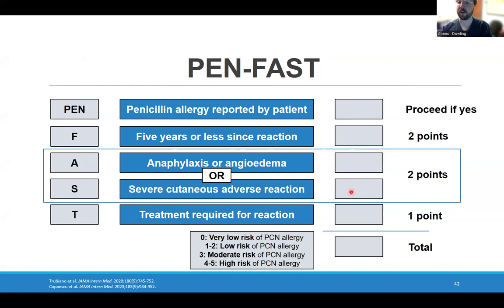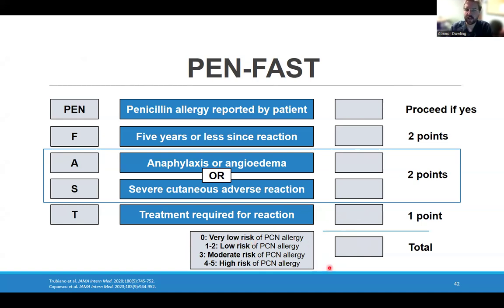If there was a severe cutaneous adverse reaction, so one of those type 4 mediated reactions like Stevens-Johnson syndrome, this is going to be 2 points. And you're going to give 2 for either one of these. And then treatment required for the reaction. So if someone received diphenhydramine to help treat their rash, they would get another point here. And we take our total points and can use that to identify our risk of penicillin allergy.